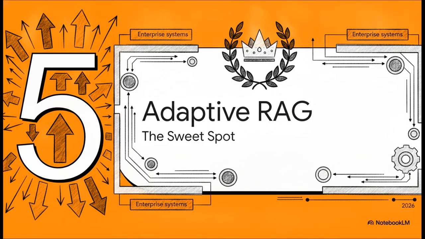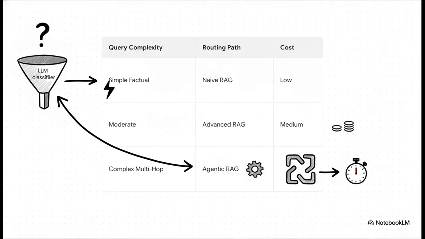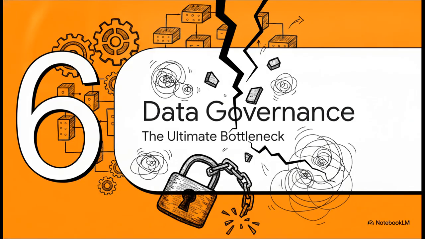This is really the undisputed best practice for 2026 enterprise systems. Why pick just one architecture when you can kind of have them all? With Adaptive RAG, an LLM classifier evaluates the complexity of the user's prompt right up front and dynamically routes queries to the correct pipeline. Simple factual questions, they get routed to the cheap, fast, naive RAG pipeline. Moderate queries get the advanced RAG treatment with re-rankers, and only those really complex multi-hop questions get routed to the expensive agentic RAG loops. This ensures you never, ever pay agentic prices or suffer those 10-second latencies for a simple factual question.